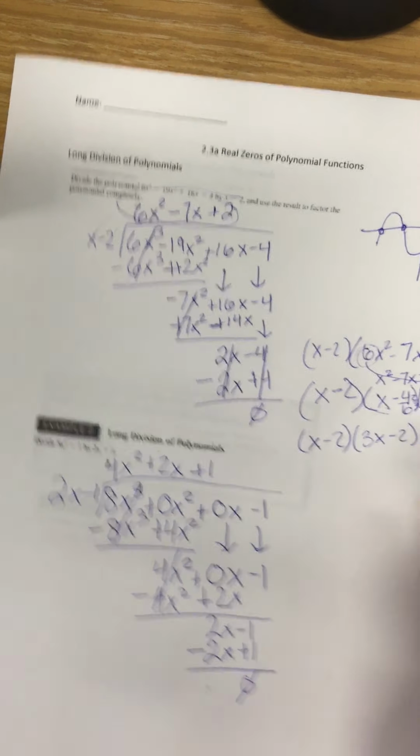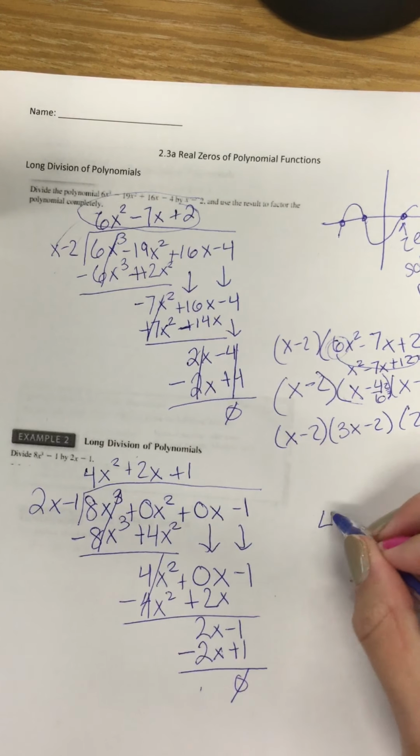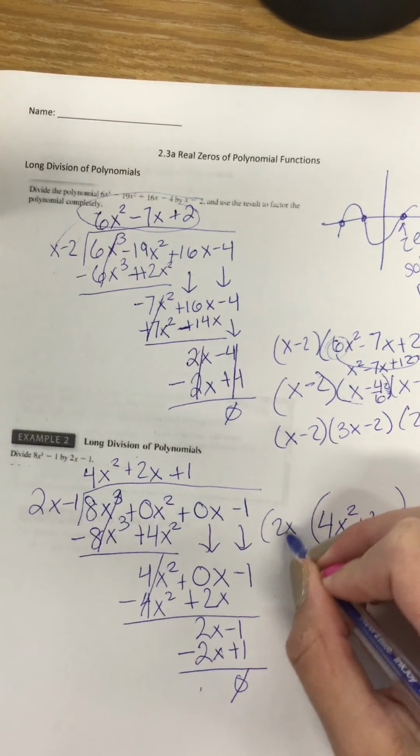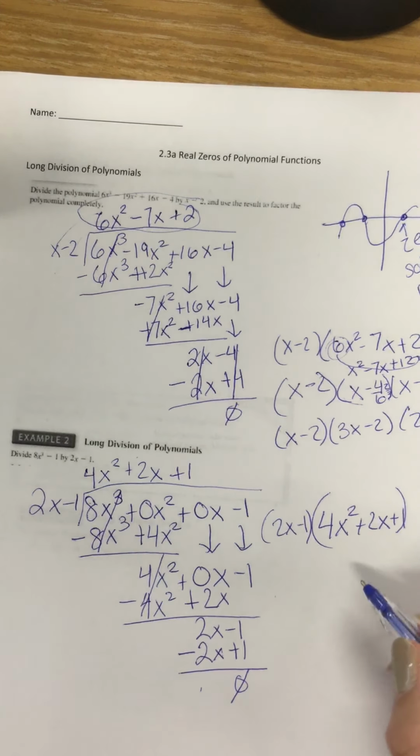So this one just wanted us to divide, but let's take it a step further and see if we could factor it. We may not be able to, but let's see. So we know that this was factored with the 2x minus 1. That was what was out front.